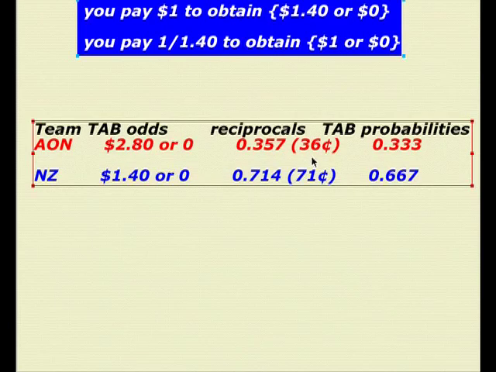So it's kind of like, think of it this way. I pay the TAB 36 cents, and they will give me a proportion of the $1.40 or nothing, which turns out to be $1 or zero. Now that concept is kind of useful because I want to think of it as a unit ticket on the All Blacks winning. So the contingency is the All Blacks win or they don't win. If they win, I get $1, and if they don't win, I get nothing. And the price of that is 36 cents.